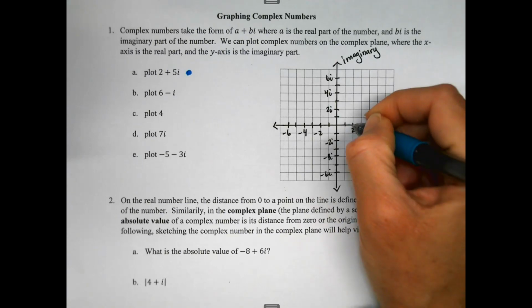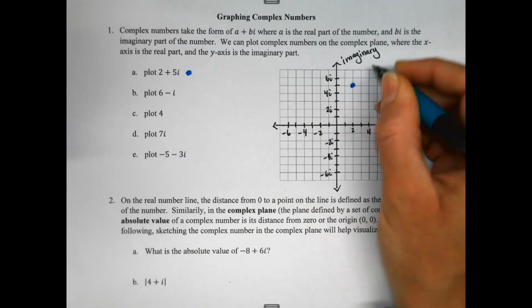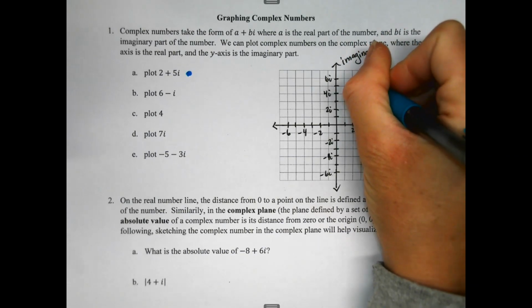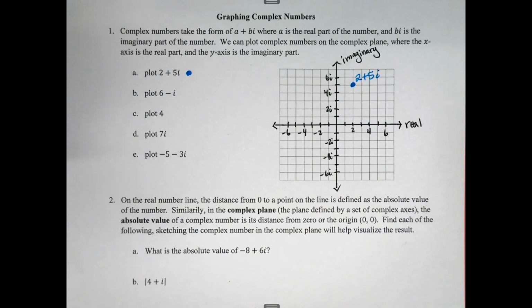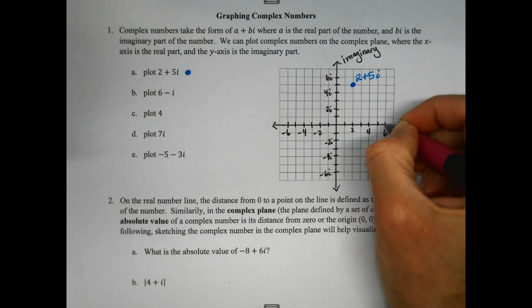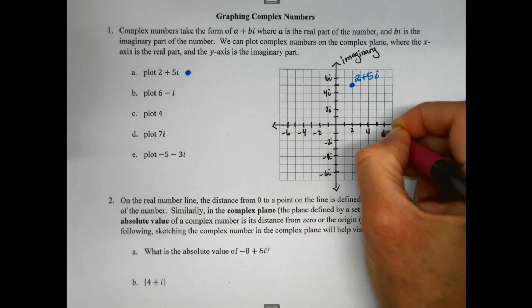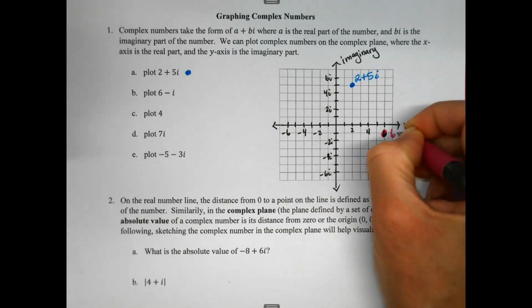So in order to plot this first one, 2 + 5i, I would go over 2 in the real and then up to 5 in the imaginary part, and I would plot that point. That is 2 + 5i. And we could also plot 6 - i. We would go 6 in the real direction and then negative 1 in the imaginary direction. So this point here would be 6 - i.